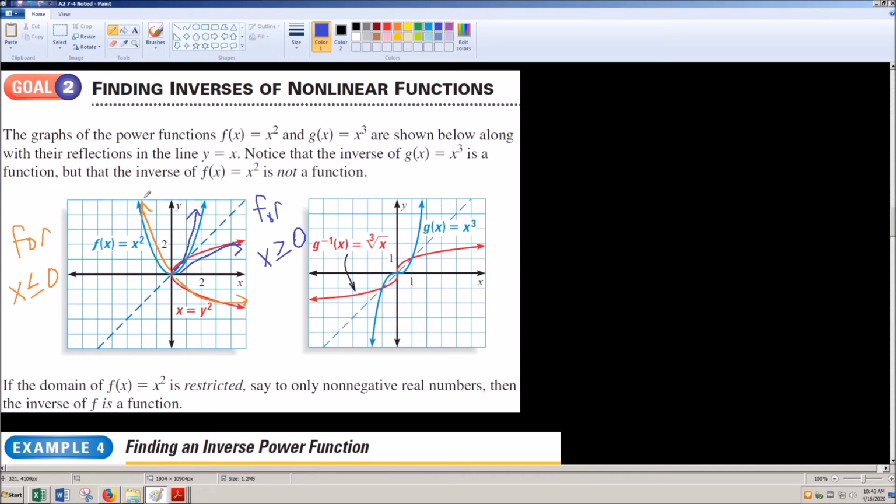If you note here, this does not pass the horizontal line test, but this one does. My blue function here, my blue function here. So does not pass horizontal, does pass horizontal, does not equal a function, does equal a function for the inverses. Just keep that in mind, and we're going to look at that in more detail in a second.